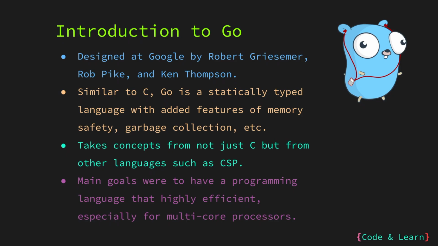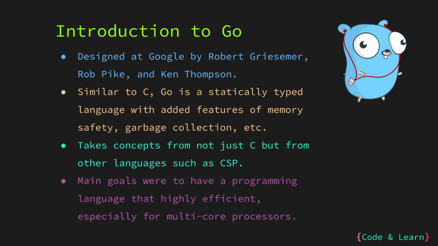The main goal of Go was to have a programming language that is highly efficient, especially for multi-core processing. Since nowadays machines have multiple processors, Google wanted to develop a language that's really suitable for multi-core processing, network programming, and cloud computing. Actually, one of the most widely used applications of Go is Kubernetes containers. It's also used to write many microservices nowadays. It's because it's easy to work with.